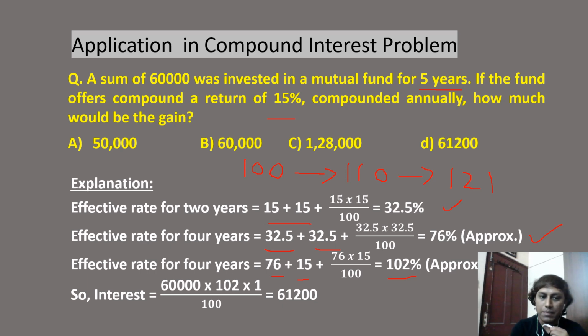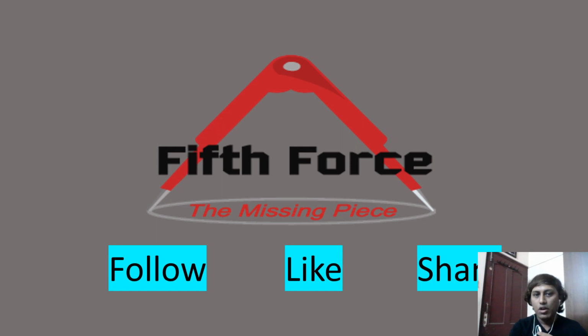So what would be the simple interest? Simple interest would be principal 60,000 into 102 rate of interest into 1 year divided by 100, which is 62,200. So simple to calculate, right? Clear? So I have explained how to use the effective percent or successive percentage change method in compound interest, right? Clear? So guys, hope the successive percentage concept is completely clear.